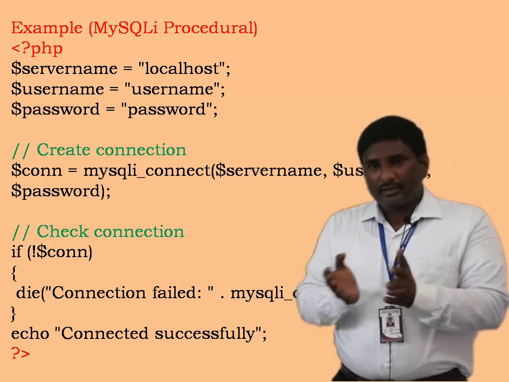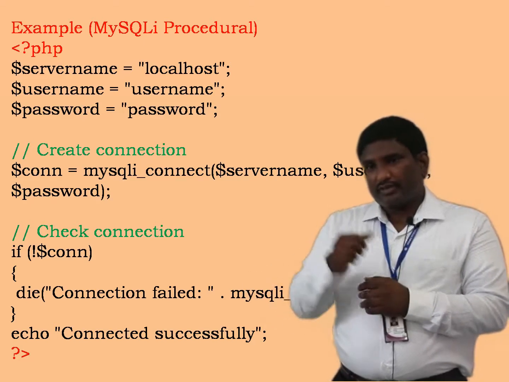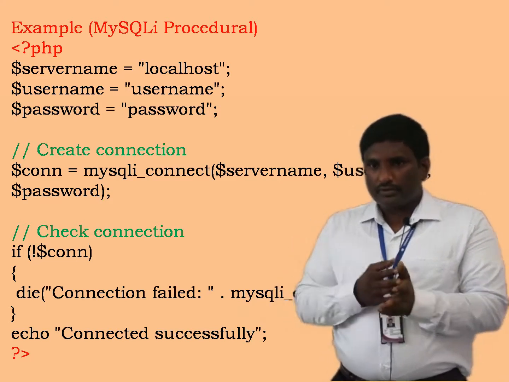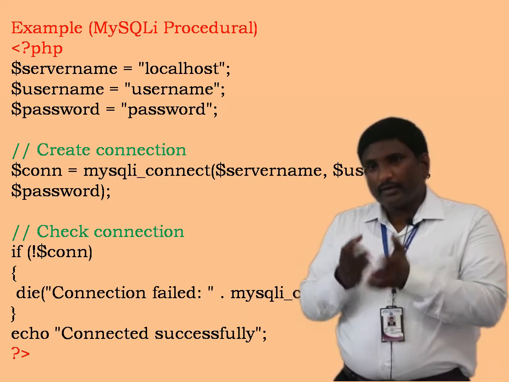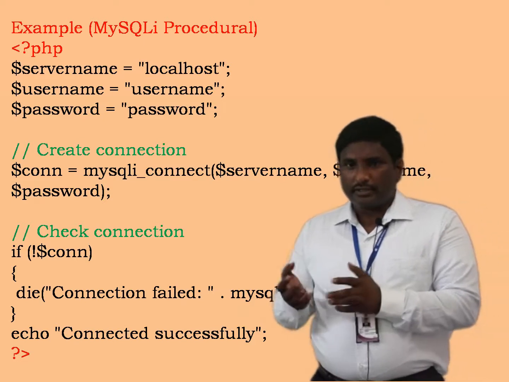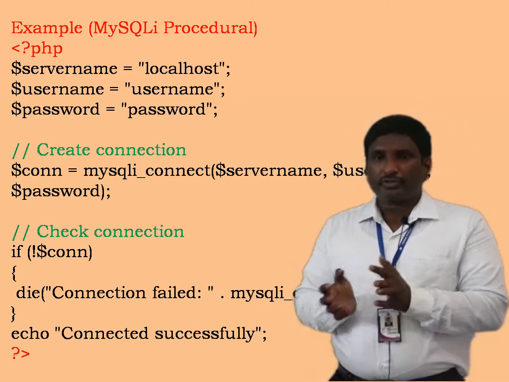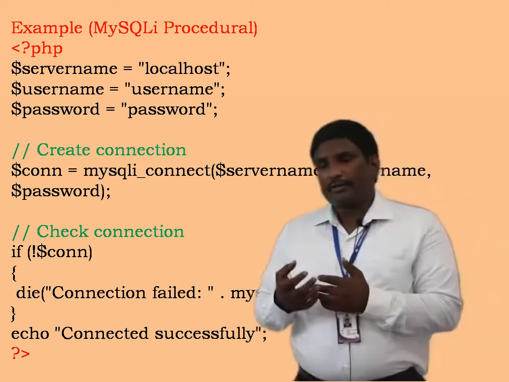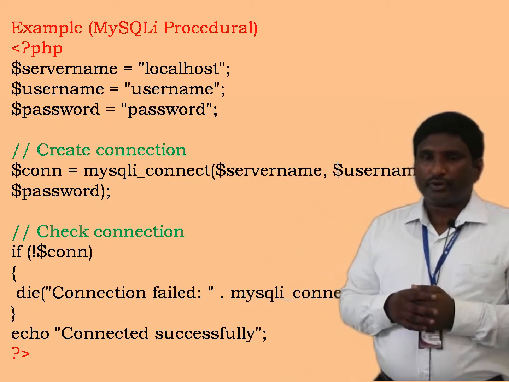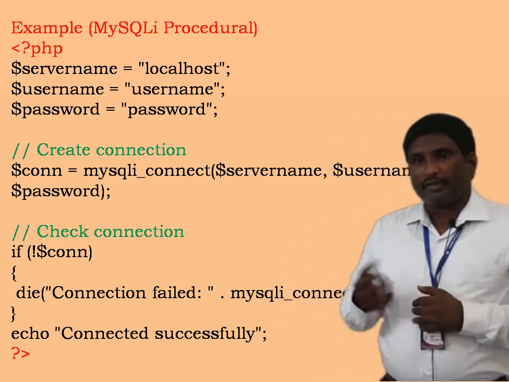If the connection is established, it will return connected successfully. Only the syntax is different. If the condition finds no connection, it returns false, so the die function will be executed, "Connection failed", and the corresponding error will be displayed on the browser. In this way, MySQL improved version supports object oriented as well as procedural. Based on your requirement, you can use procedural PHP code or object oriented PHP code to connect with MySQL. Next program.